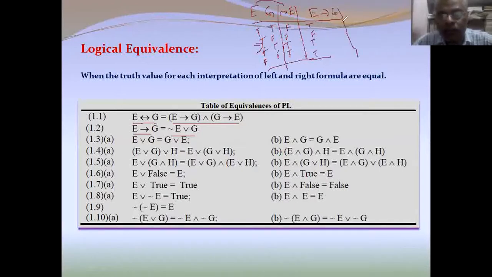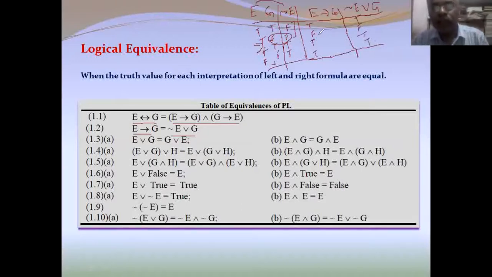This is the truth values of the left hand side, and in the right hand side, I have to use not E join G, and you know it is false when both are false. Not E is false in two different rows. They are shown here, and G is false in the second and fourth row. So both are false in the second row, so it is false in the second row, and in all other cases it is true.